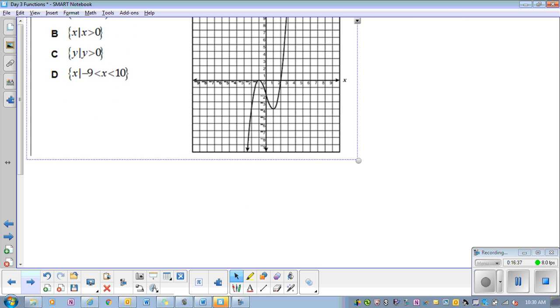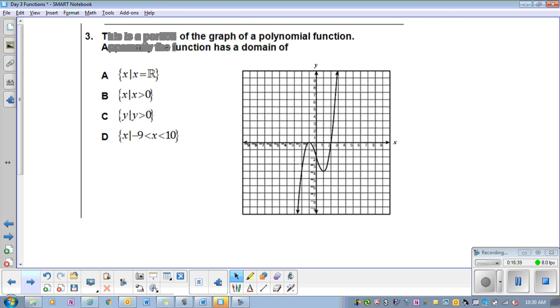So here is a portion of this graph of a polynomial. They want to know what the domain is. Guys, this graph has an arrow on the left and an arrow on the right. What is the domain for this? Negative infinity to infinity? All real numbers. All the way to infinity? Yeah. All right, so all real numbers, A, great.